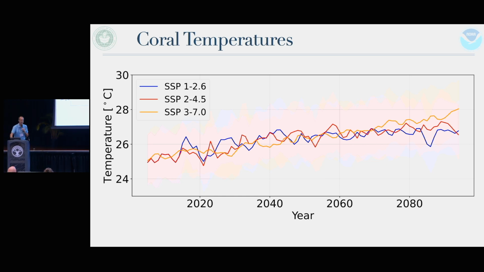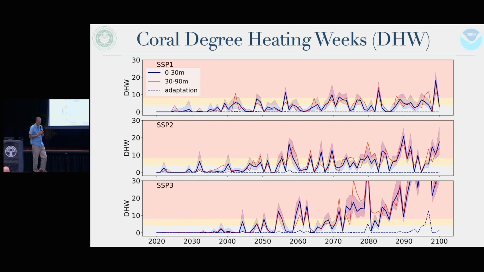But what does this mean in terms of the corals? Well, one way that people like to look at it is degree heating weeks. And so you see SSP 1, 2, and 3 in the degree heating weeks. All 3 scenarios are in severe or extreme degree heating weeks by the end of the century.